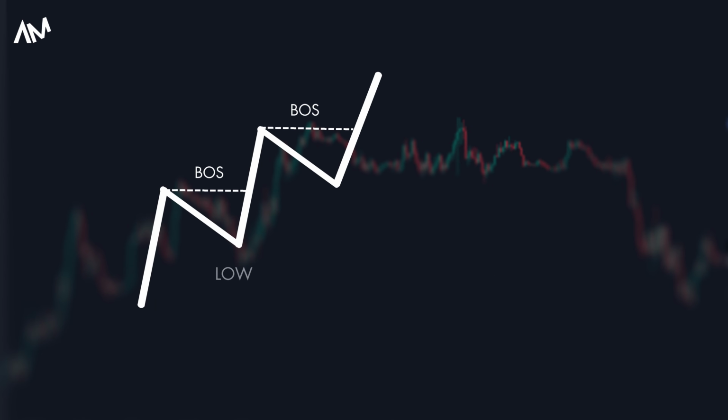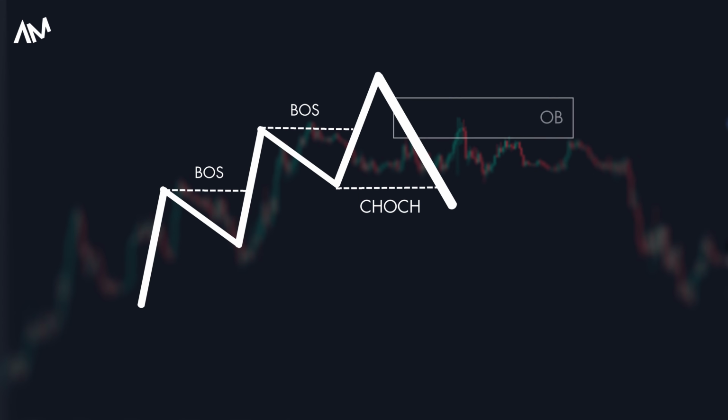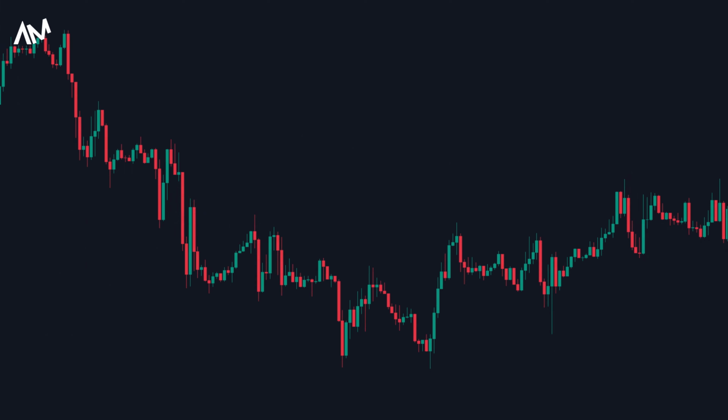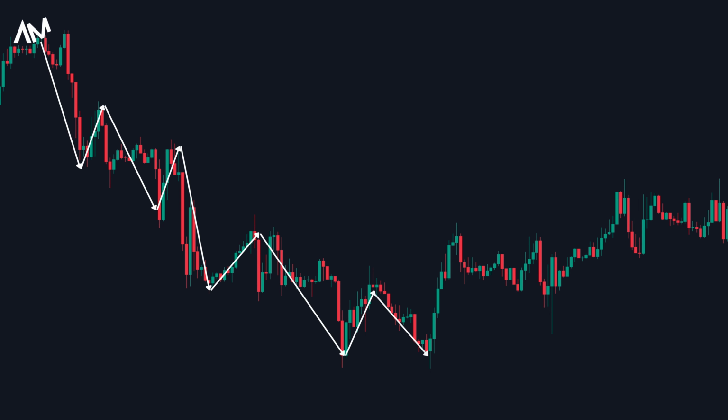The same goes for an uptrend, where the price fails to make a higher high, breaks its recent higher low, and forms a change of character. Let's now move to the chart and see if you can identify CHOCH in the market.